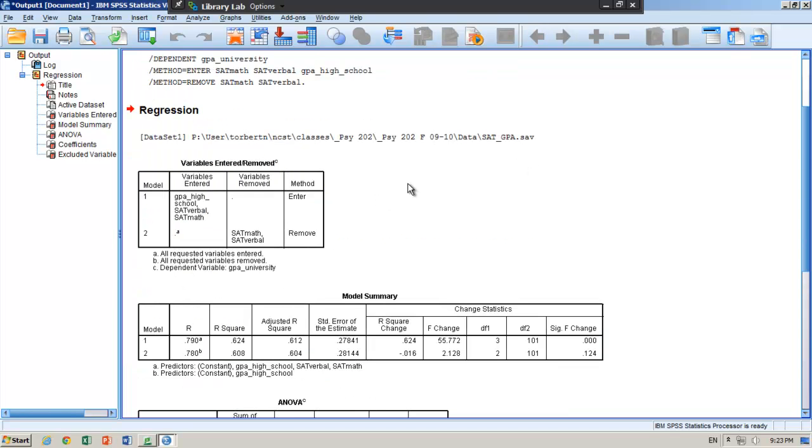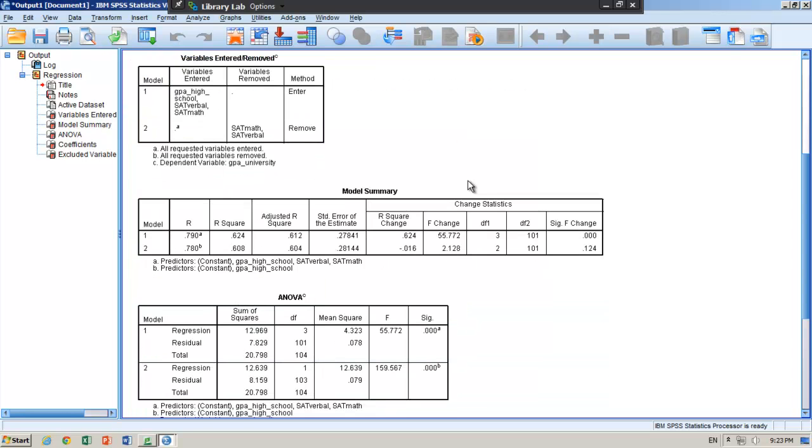In our SPSS output window, what we'll see is that for Model 1 we were predicting university GPA, final GPA, using high school GPA, SAT verbal, and SAT math. In the second model, we did not enter any new variables, but we removed SAT math and SAT verbal. So now we're going to ask, how well does Model 1 predict university GPA? And then is the model significantly changed? Does it get worse or does it get better after we remove the SAT scores?